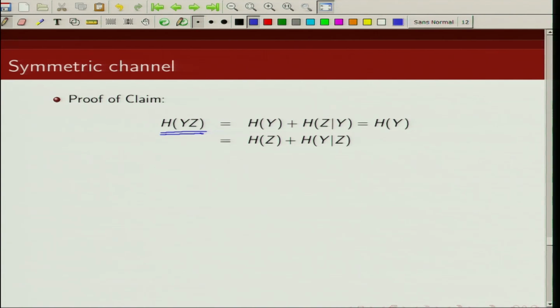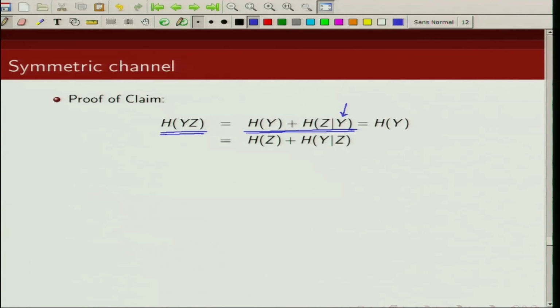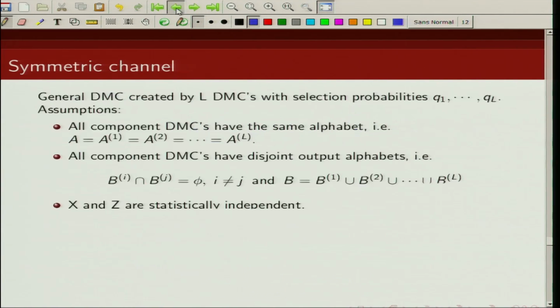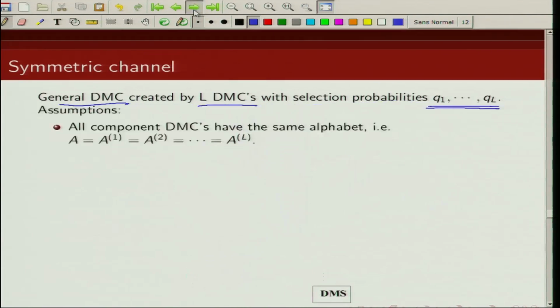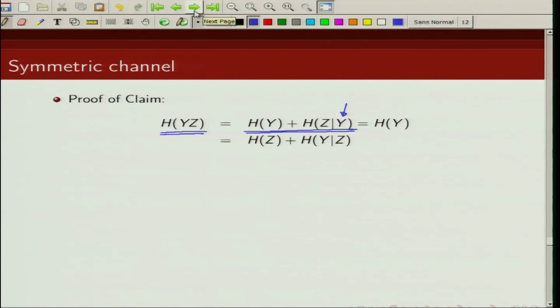So joint entropy of y and z using chain rule can be written like this: uncertainty in y plus uncertainty in z given y. Now if I tell you what my y is, now what is y? If you go back to the diagram here, y is basically either y1, y2, y3, yL, depending upon which channel is selected. So if I tell you what my y is, you know precisely what channel has been selected. So z is known. So there is no uncertainty in z given y.